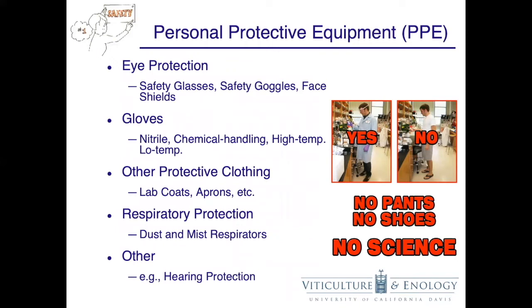Personal protective equipment, or PPE, is used to protect you from various hazards. Some examples of these are eye protection, such as safety glasses, goggles, or face shields; gloves, such as nitrile, chemical handling, and high or low temperature gloves; protective clothing, such as lab coats and chemical aprons; respiratory protection, such as dust and mist respirators; and others, such as hearing protection. All PPE must be used properly in order to be effective.